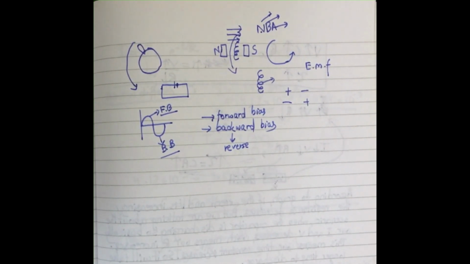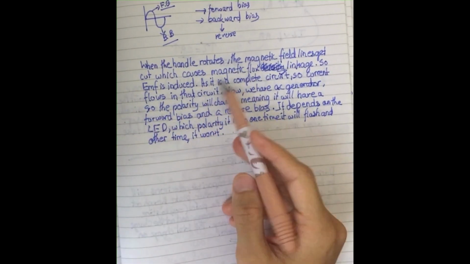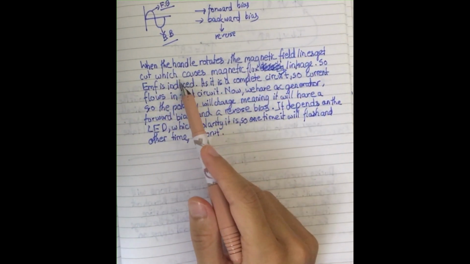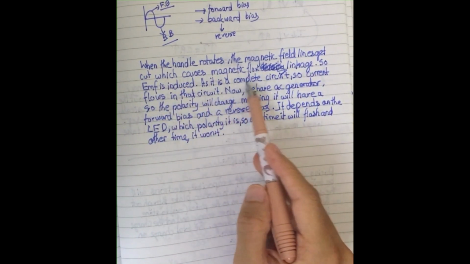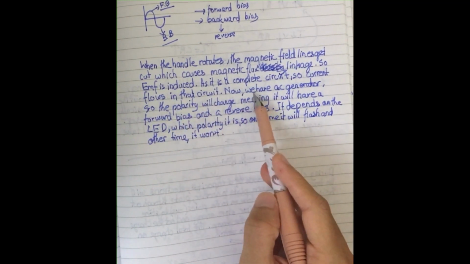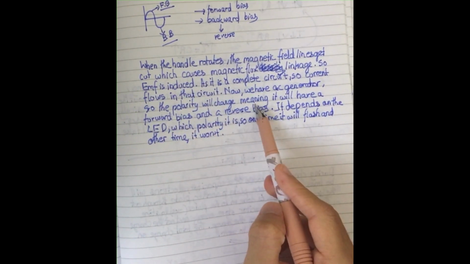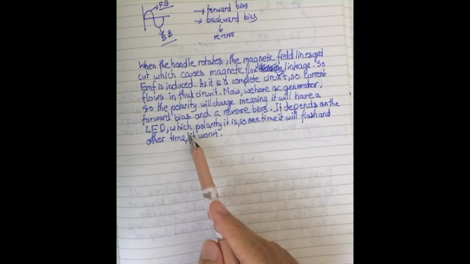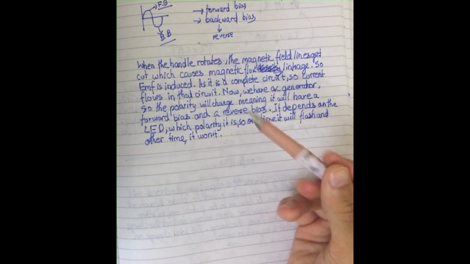Let me write the sentence for you as well. When the handle rotates, the magnetic field lines get cut, which causes magnetic flux linkage, so an EMF is induced. As it is a complete circuit, current will flow in that circuit. Now we have an AC generator, so the polarity will change, meaning it will have a forward bias and a reverse bias. It depends on the LED which polarity it is, so one time it will flash and the other time it won't. So this is our answer.